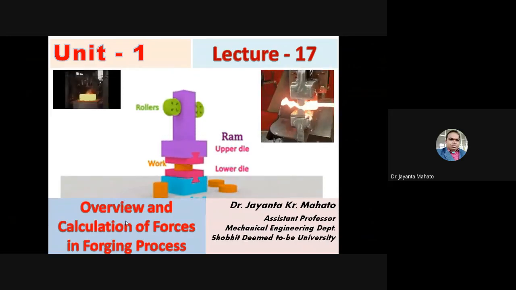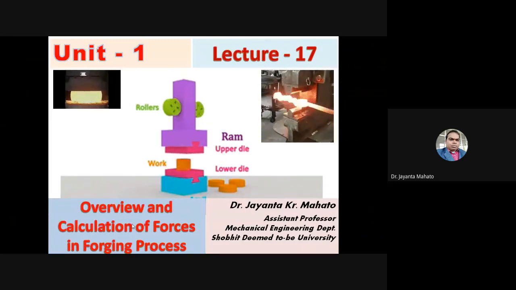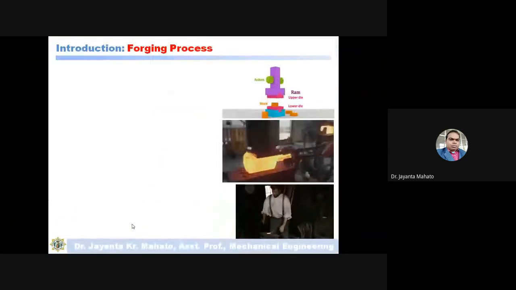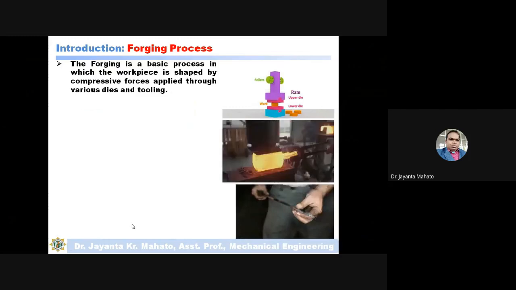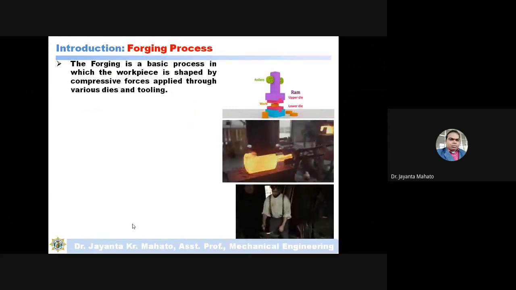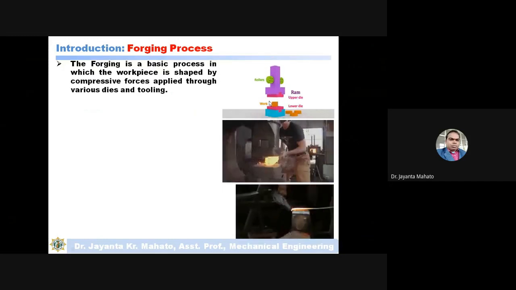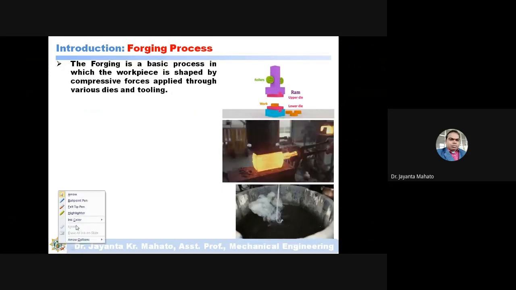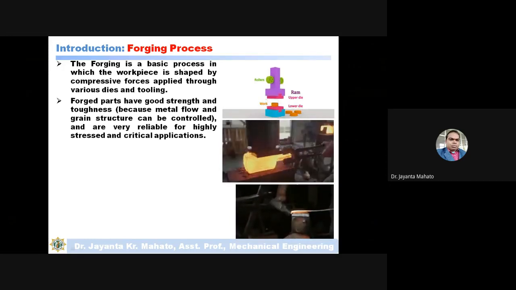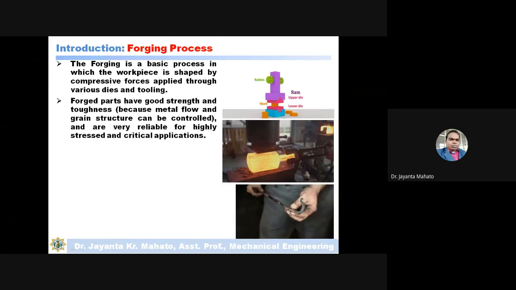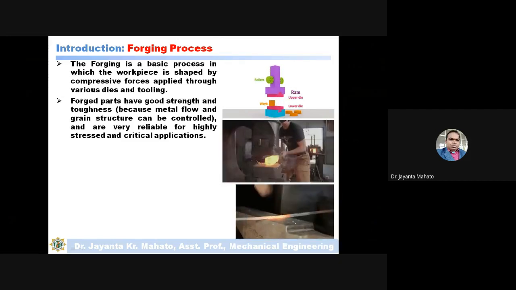Now I will tell you the details of the forging process. The forging process is also a plastic deformation process. The raw material gets the desired shape and size by applying this hammering process. Forging is a basic process in which the workpiece is shaped by compressive force applied through various dies and tooling.